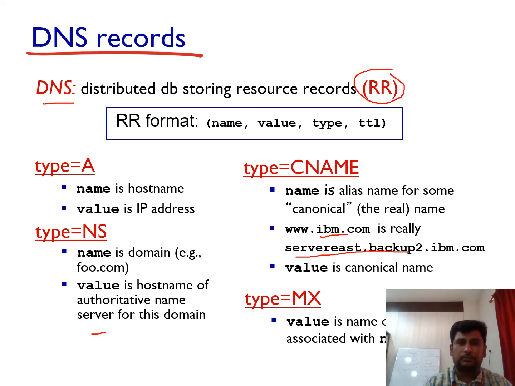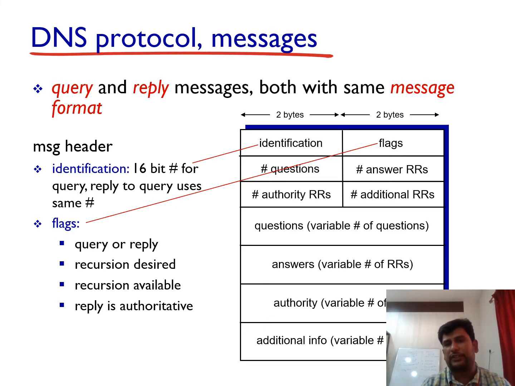And the last one is all about a name which is associated with a mail server, that is called type MX. Similar to HTTP and FTP, the DNS protocol messages are also categorized into query messages, which are the requests you send, and the responses, which are referred to as reply messages. Both of them have almost the same format. A DNS query or reply message consists of identification bits, which are 16 bits long, then flags, then the questions.